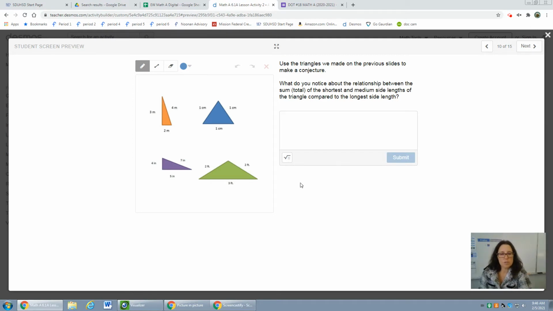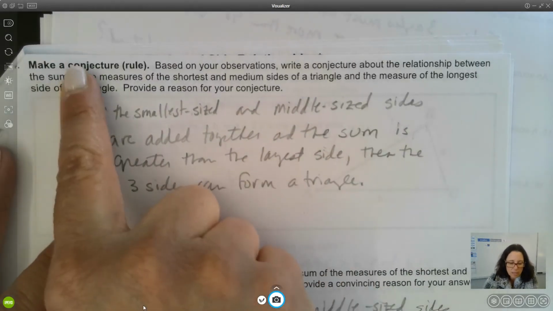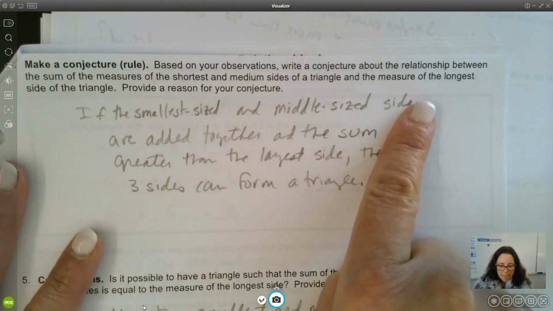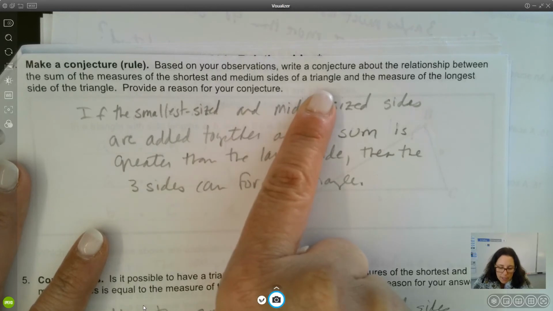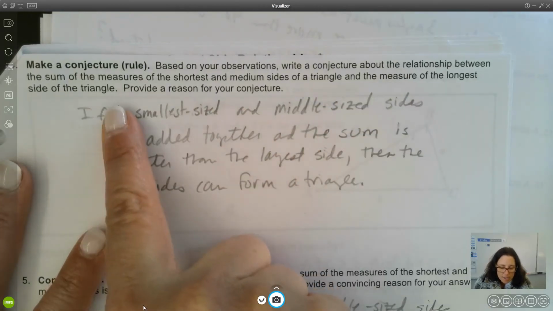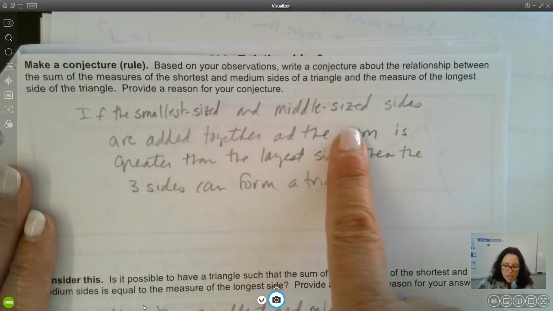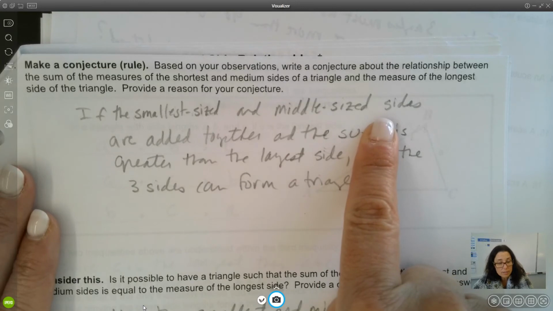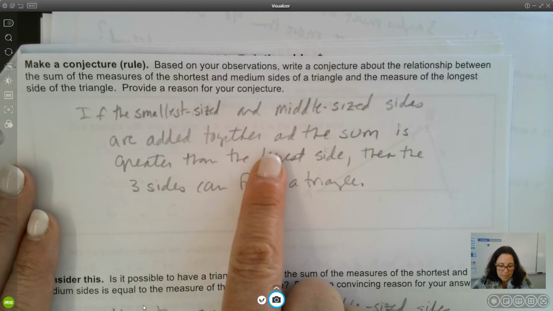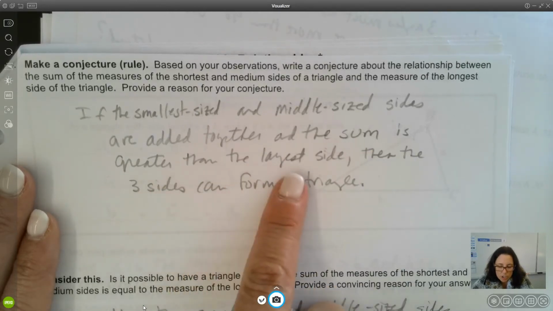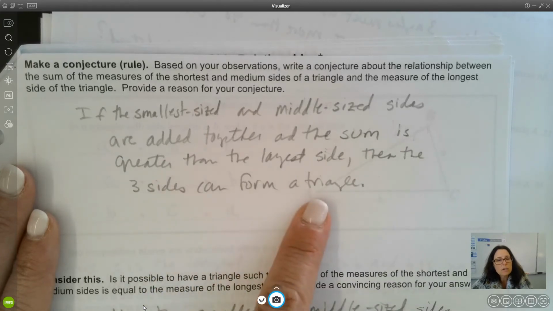Okay, here is what I want you to write in your notes. We're making a conjecture, which is a rule. The sum of the shortest and the medium sides of a triangle compared to the longest side. If the smallest sized and middle sized sides are added together and the sum is greater than the largest side, then the three sides can form a triangle.